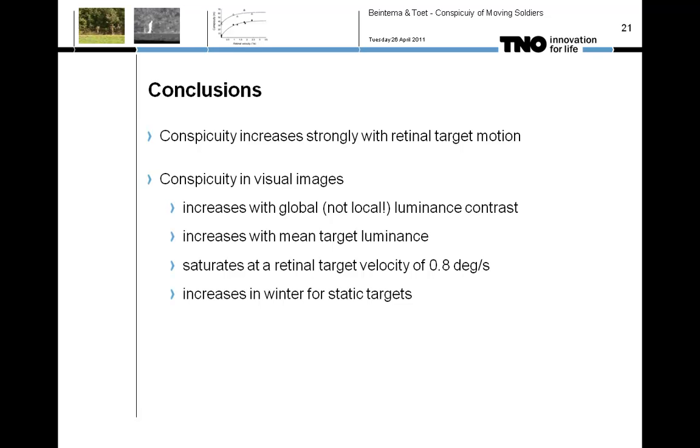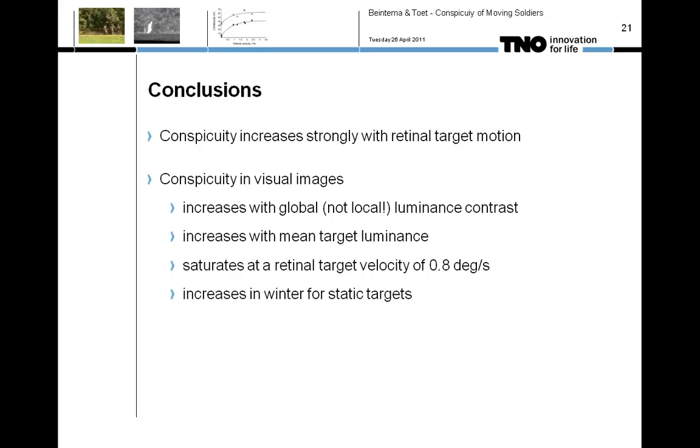The mean luminance of a camouflage pattern has a large effect on its conspicuity. Target conspicuity saturates as a function of retinal speed at about 0.8 degrees per second. The interaction with luminance contrast is highly nonlinear. Seasonal influences on conspicuity can be large, mainly due to the increase in clutter in winter for a deciduous type of forest.